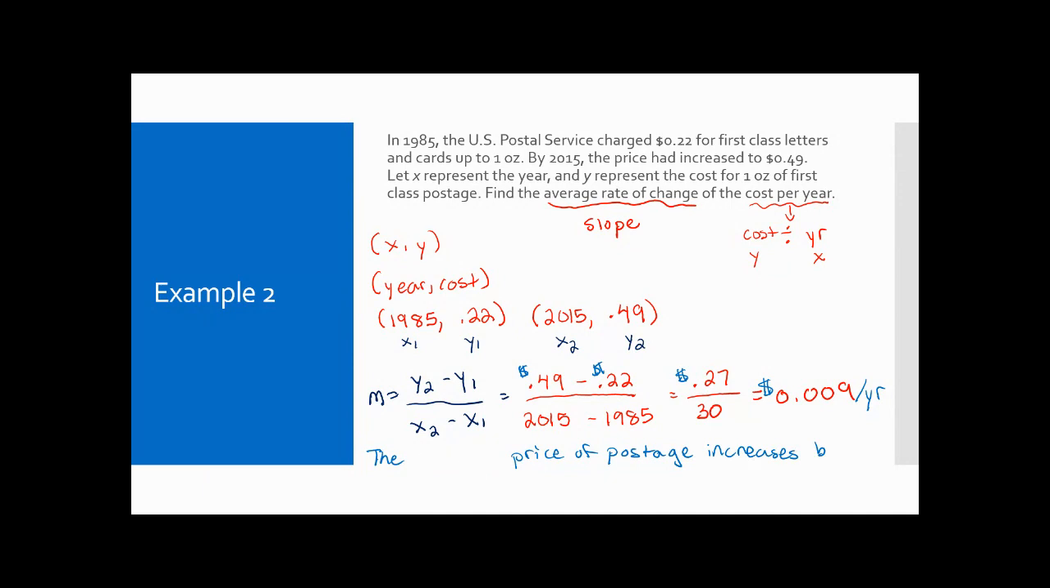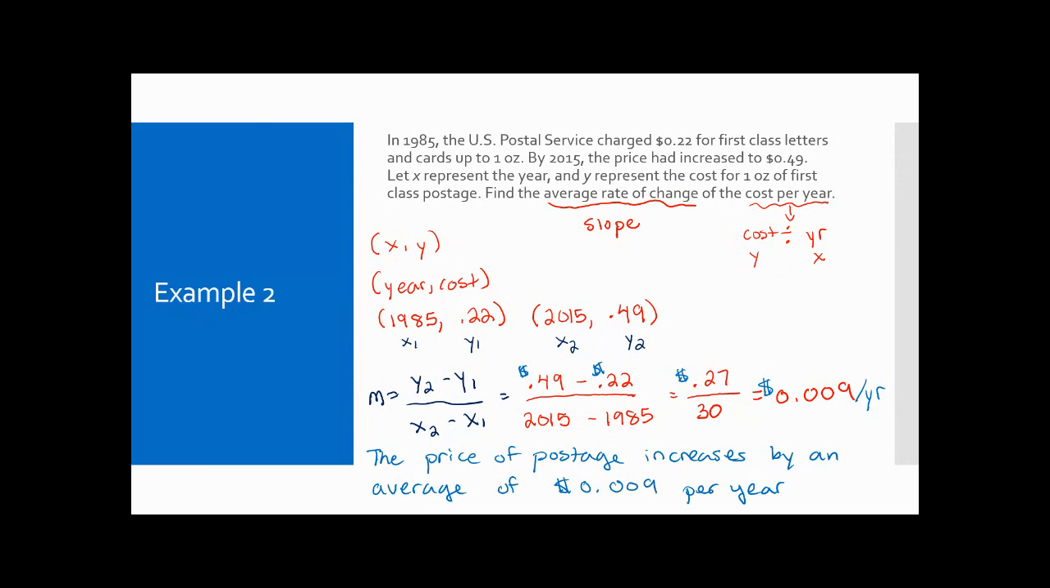or even better, I'm going to actually rewrite this. Let's start with the price of postage because we can reword these multiple ways. So we'll say the price of postage increases by an average, so that's where I'll put the word average, of, and then we have our dollars, $0.009 per year. So the per is division, so since we divided by year, that's what gives us our units.